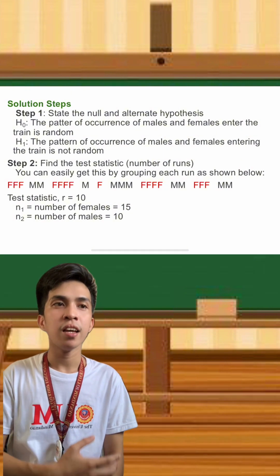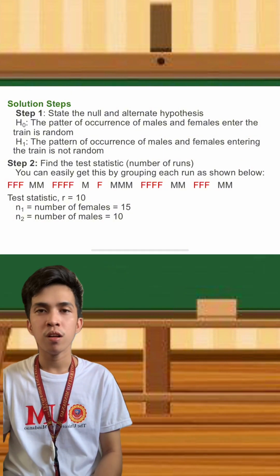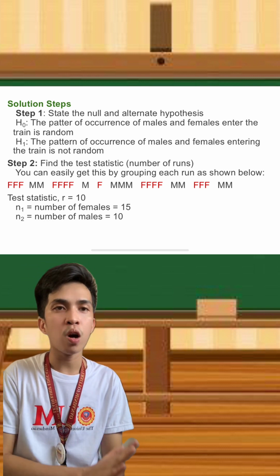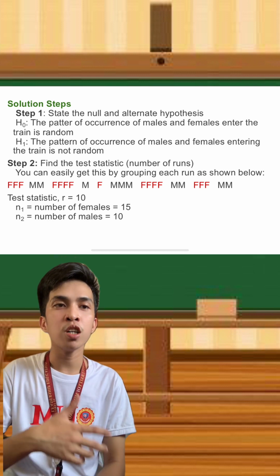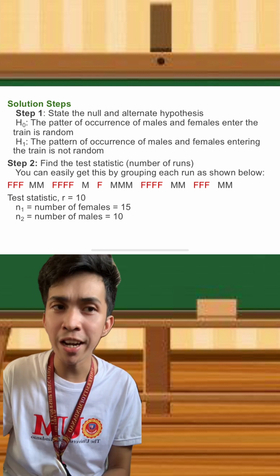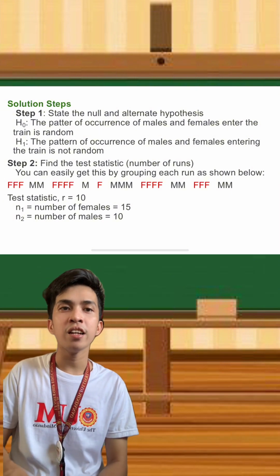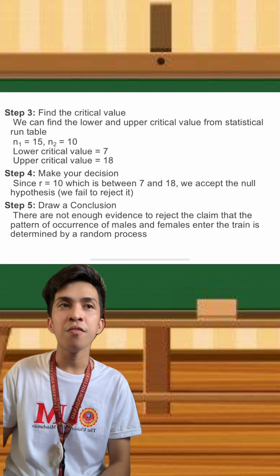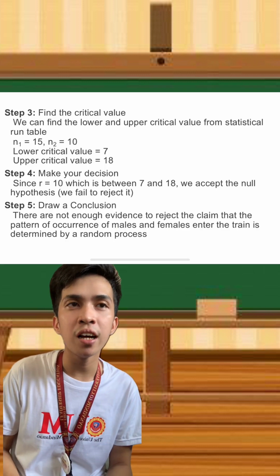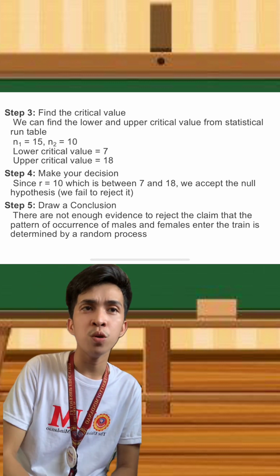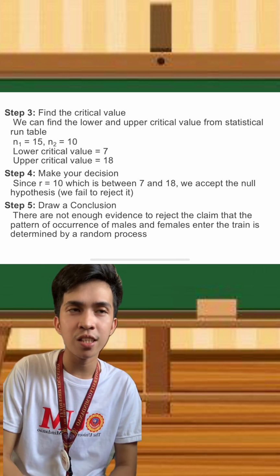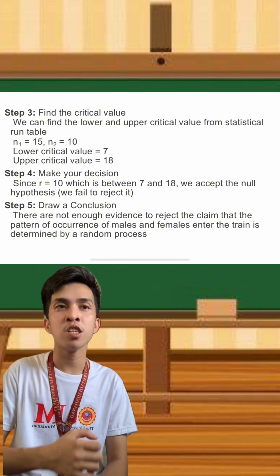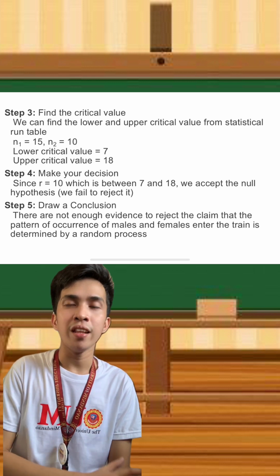Now you can easily get this by grouping each run as shown below: first run, second run, third run, and so on. For the test statistic, there are a total of 10 runs. For n1, the number of females is 15, and for n2, the number of males is 10. Step 3, find the critical value. Now we have n1 and n2, 15 and 10. We can identify our critical value by using these two, n1 and n2.